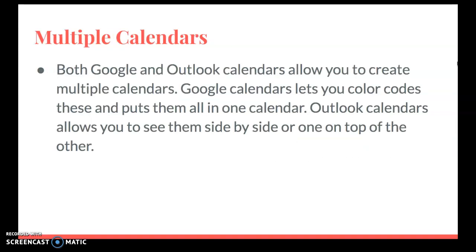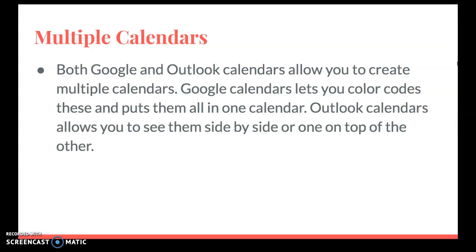Both calendars have multiple calendars inside of the program. Your children can have a calendar, you could have a calendar, you could have a work calendar, your husband could have a calendar, your mom could have a calendar, and you can sync them all into one calendar. The difference I found between the two of these is that Google Calendar lets you color code these and put them all in one calendar.